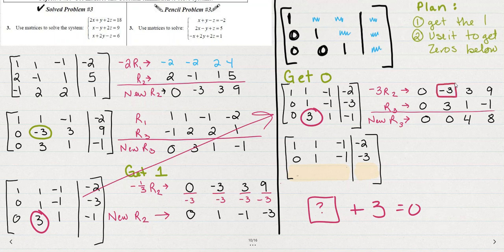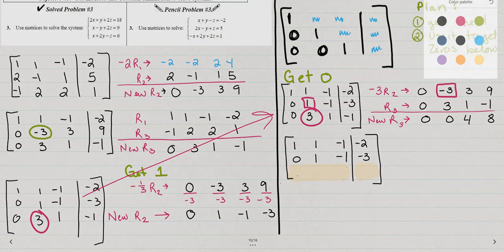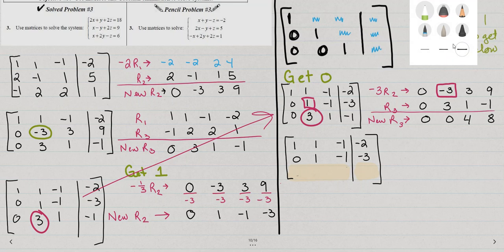How do I get a -3? I bounce off of the 1. I allow the 1 to be multiplied by a -3, and then I'm going to add that to my row 3. Here's what it would look like. We'd have -3 times row 2 is 0, -3, +3, +9.